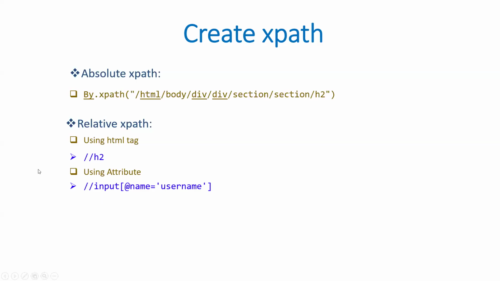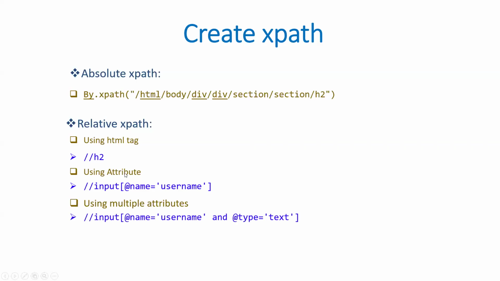All of you understand? So next, how to define multiple attributes? Inside square brackets, for the same input element, I want to define two attributes in the XPath. So name and type. Name and type both are attributes. So that's why both attribute names should be prefixed with @ and their values. And the keyword 'and' should be used here to define multiple attributes.